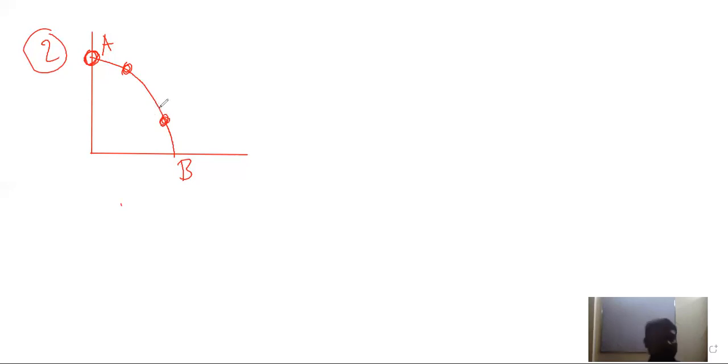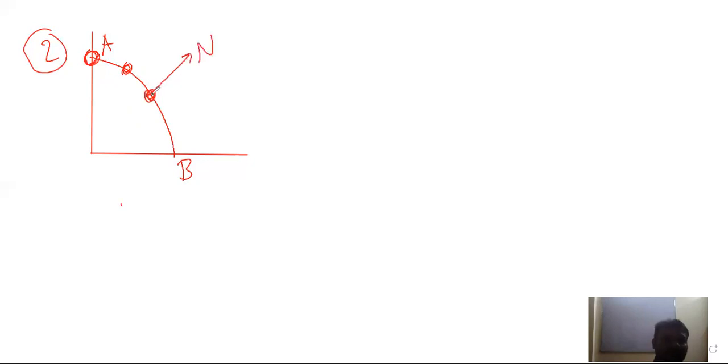That means the normal reaction. So let us consider this point. The normal reaction is like this, and we will have a force mg in the vertically downward direction. And we will also have the acceleration. So let us take some point here for better understanding.